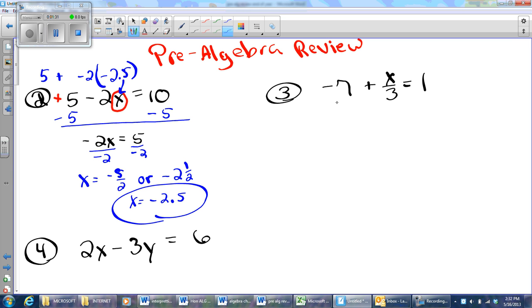All right, number 3, negative 7 plus x over 3 equals 1. Well, I'm going to add 7 to both sides. And then I'm going to get x over 3. That's going to equal 8.